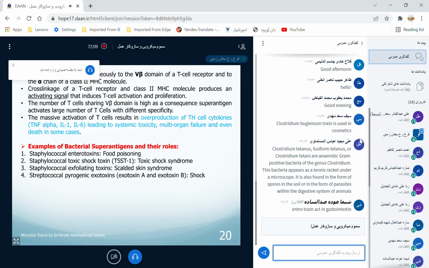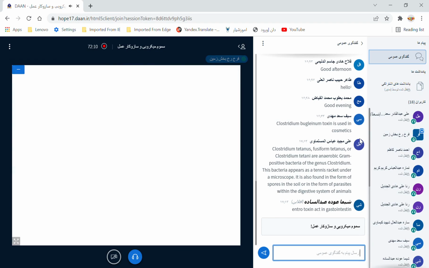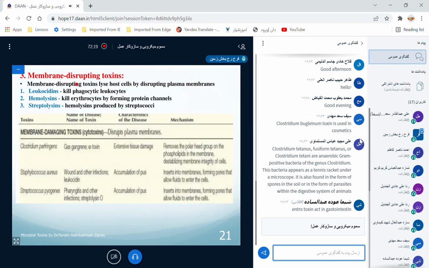The last group is membrane disrupting toxins. Membrane disrupting toxins lyse host cells by disrupting the plasma membrane. So membrane disrupting, its name shows their activity.